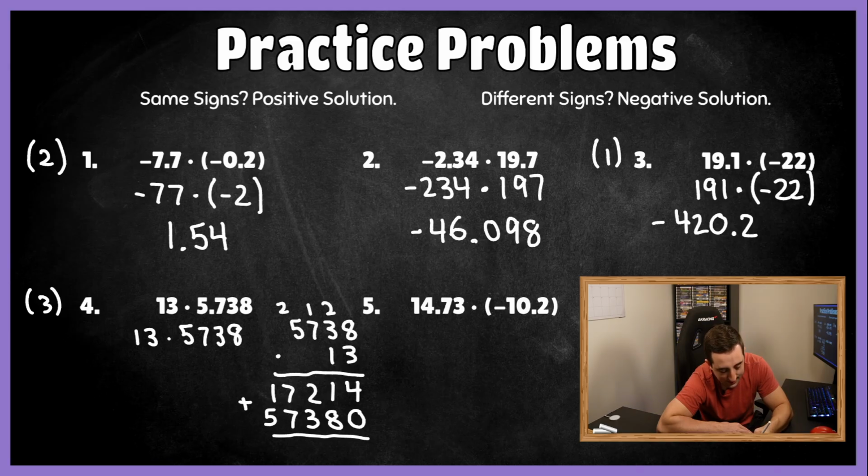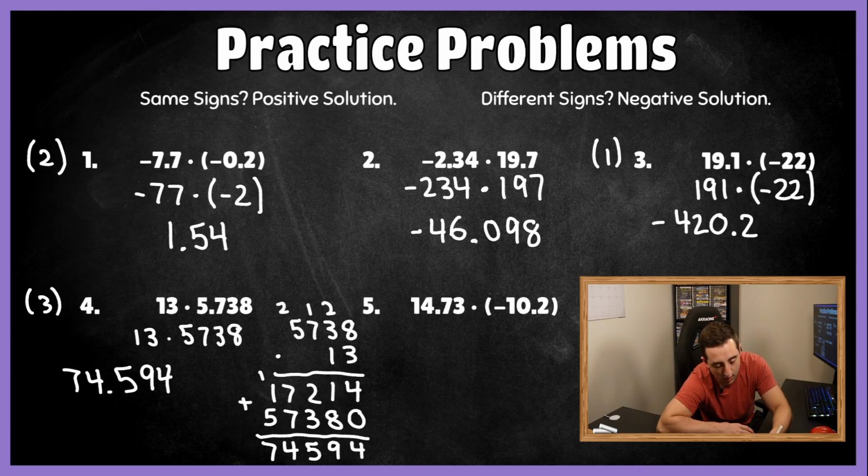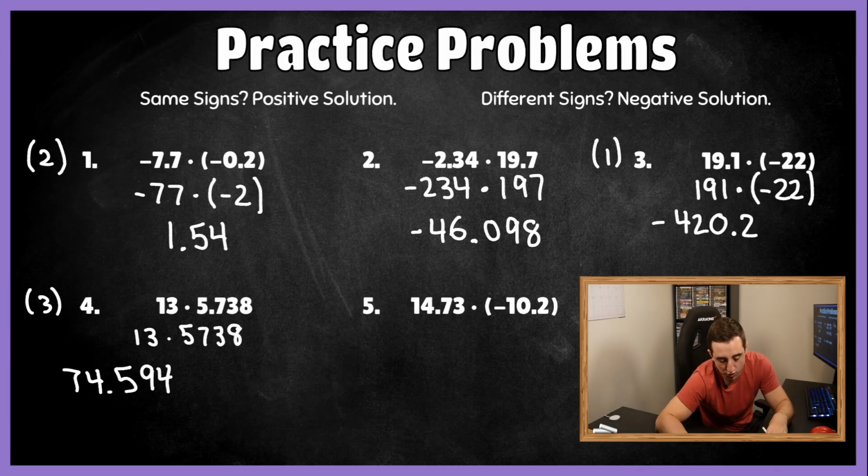And then we can go ahead and add these. So 4 plus 0 is 4. 1 plus 8 is 9. 2 plus 3 is 5. 7 and 7 is 14. Carry the 1. 5 and 2 ones is 7. And then we have 3 numbers behind the decimal point. So we're going to get 74 and 594 thousandths. And it's positive for number 4 because it was same signs. And now we are headed into the last one.